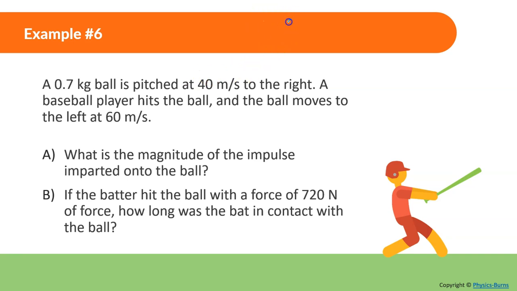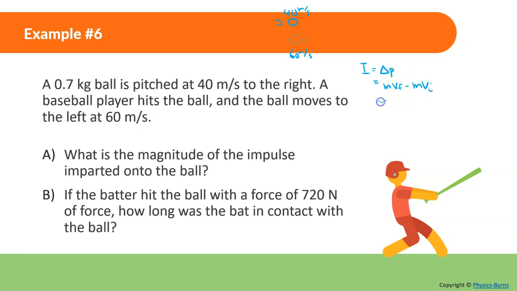Maybe I'll draw it here. This ball is moving to the right initially at 40 meters per second. Okay, it gets hit by the bat. And now I'm going to draw this dotted. It is now moving 60 meters per second to the left after it's hit. Okay, so we should know that impulse is equal to change in momentum. So this means the final momentum minus the initial momentum.